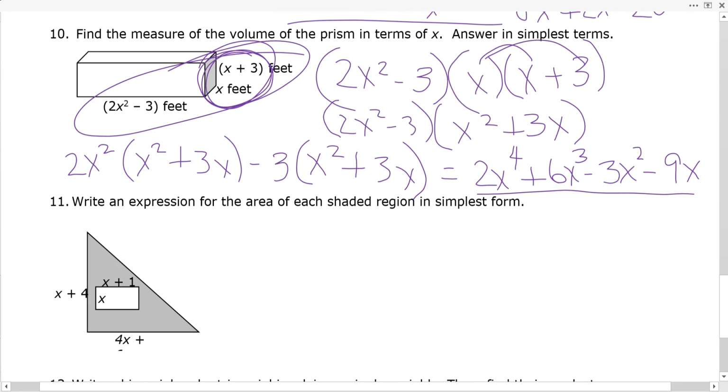Okay, I started doing this one and then I guess I ran out of time. I guess someone distracted me.